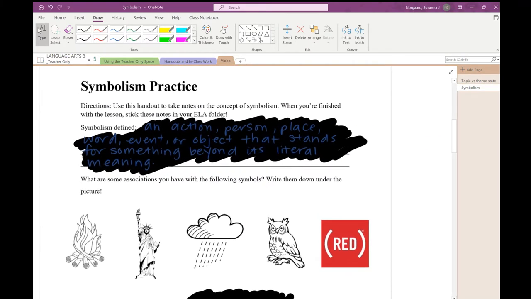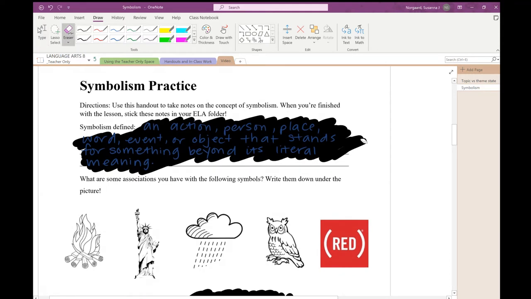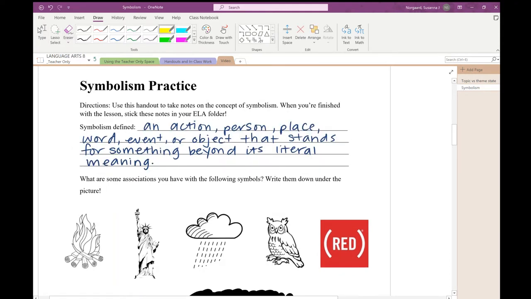So, symbolism, if we were going to define this, it is an action, a person, a place, a word, event, or object, so basically anything. Anything that stands for something beyond its literal meaning. And what do I mean by literal?